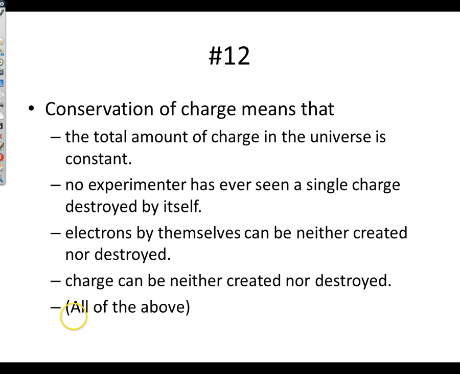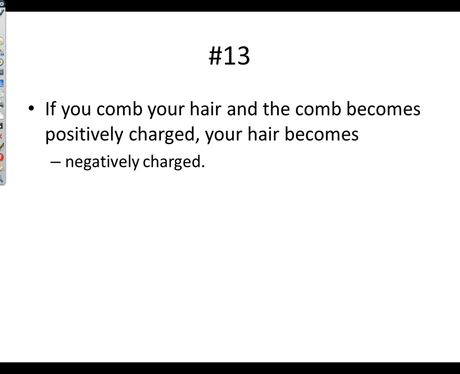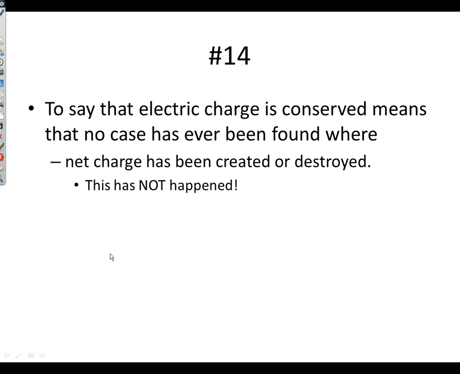The question that you'll see, this will be all of the answers, and that's why you see all of the above. For number 13, if you comb your hair and the comb becomes positively charged, your hair becomes negatively charged. So we've got to transfer that charge from one thing to the other. It's going from the comb to your hair, the electrons, or the negative charges. To say that electric charge is conserved basically means there's no case that's ever been found where a net charge has been created or destroyed. So this has not happened.